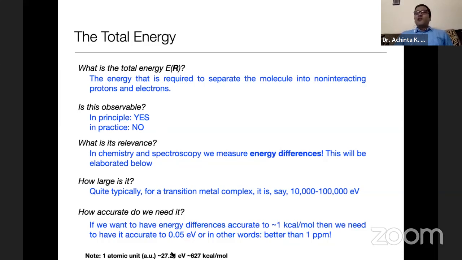Now to make your result meaningful, you need an energy difference which is in the order of 1 kilocalorie per mole. That means if you convert to eV, it's 0.05 eV. So a poor computational chemist is supposed to generate accuracy of better than 1 ppm. That means if you want to predict the energy difference accurately, the energy has to be highly accurate. So you need a very accurate total energy.